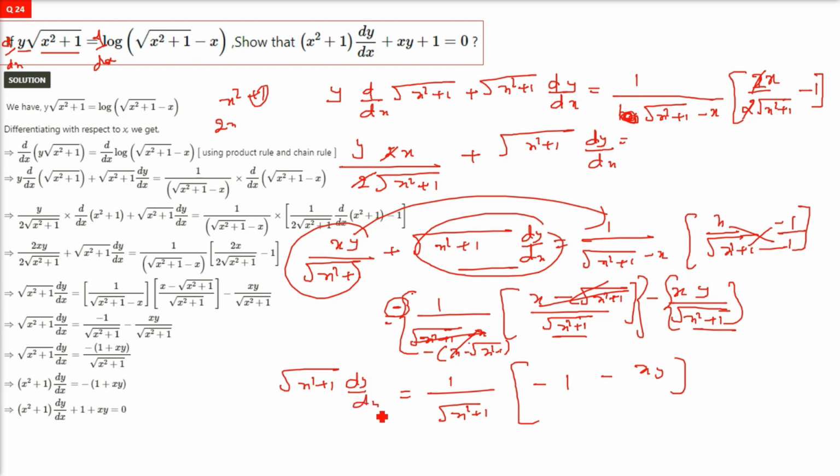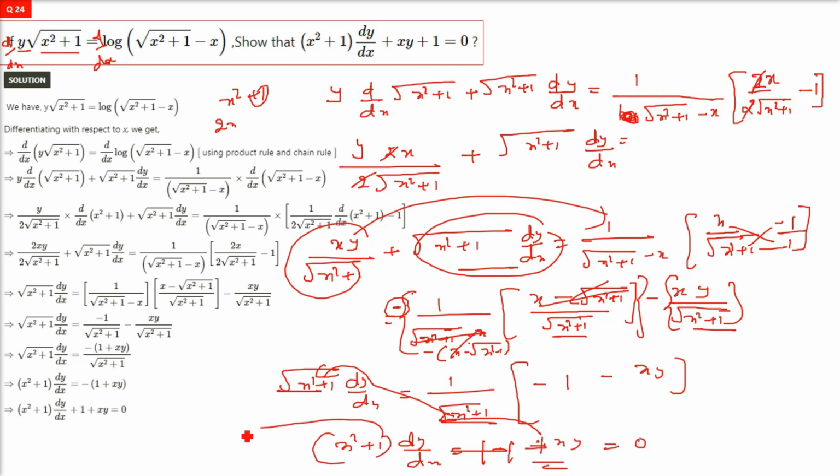Because we have already taken this under root x square plus 1 common. On the left we have under root x square plus 1 dy by dx, so I am multiplying it now. Under root x square plus 1 times under root x square plus 1 will be x square plus 1. dy by dx is already there. We have negative 1, negative xy. Now bring these two on the left hand side, so plus 1 plus xy, and this is the final answer. x square plus 1 dy by dx plus 1 plus xy.